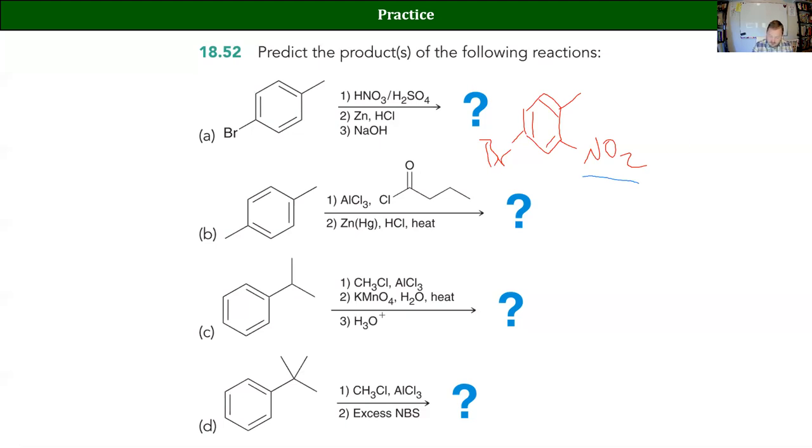After step two, the only thing that's going to change is we swap that NO2 for an NH2. Right? And so that's the reaction that we didn't spend that much time talking about or practicing with, because it doesn't actually do any substitution on the aromatic ring itself. It just modifies the existing functional groups that are already on the aromatic ring.